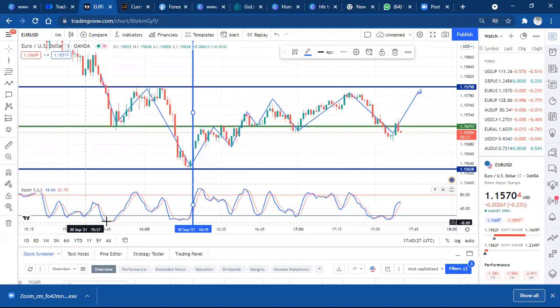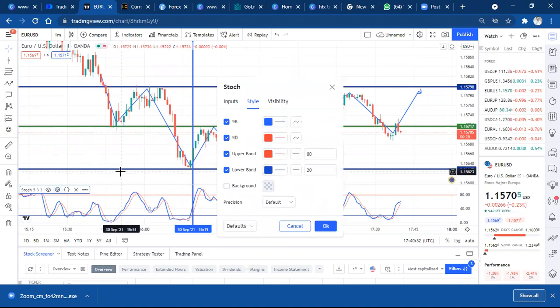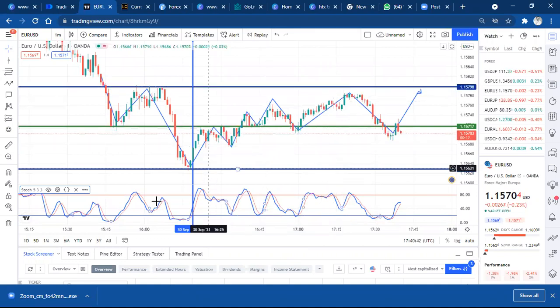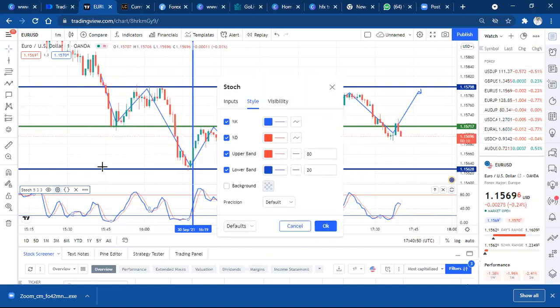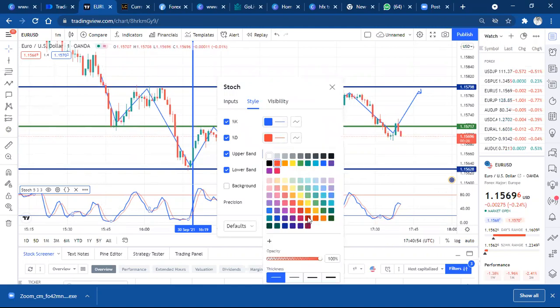Stochastic tells you, I think I should elaborate this way. Stochastic has two major lines, the 80% and the 20% line. When price is above the 80% line, it is considered overbought. Above this line is considered overbought. And it will be very rare.